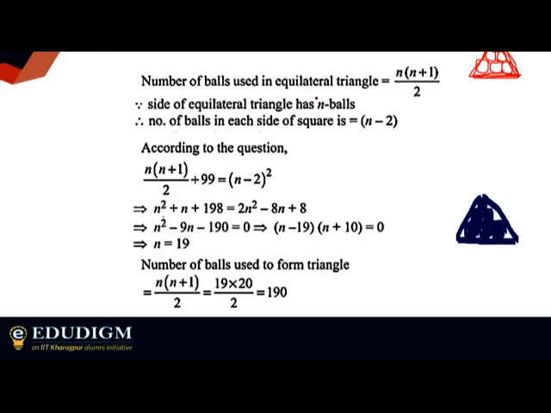No. N per side. N is not the total number of balls. The total number of balls will actually be 1 plus 2 plus 3 up to n, which is the sum of the first n natural numbers. That is why you can see the first line. Okay, I hope you understand this.